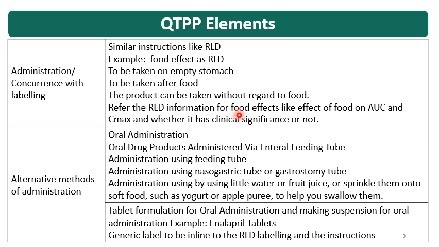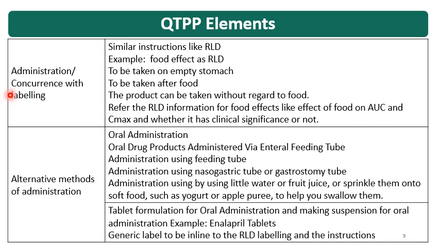Refer to the RLD information for food effects, like the effect of food on AUC and Cmax, and determine whether it has clinical significance or not. But always remember, the generic product will have similar instructions like the RLD for the labeling. Then alternative methods of administration. If the formulation is made as a tablet, it can still be given by another mode or method of administration.